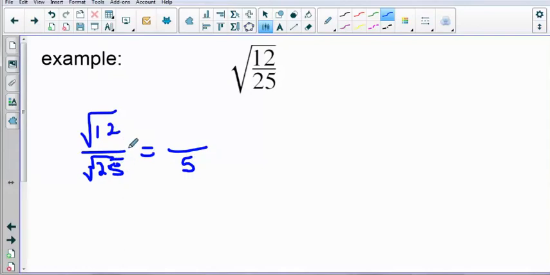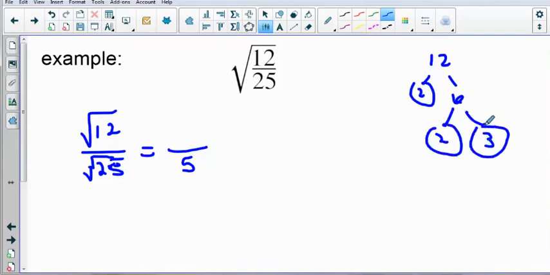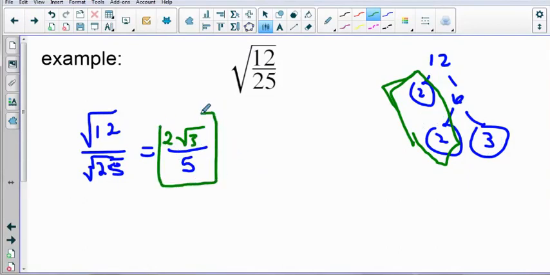12, oh, that one I remember I have to use my little tool here. So that's the prime factorization. That's 2 times 6, which is 2 times 3. Looking for groups of 2 of the same number. Well, there they are. I've got 2 of the same number right here. Okay, well, I know that that 2 comes out. There's a 3 left underneath. So the answer would be 2 square roots of 3 over 5. Okay, so that works fine.